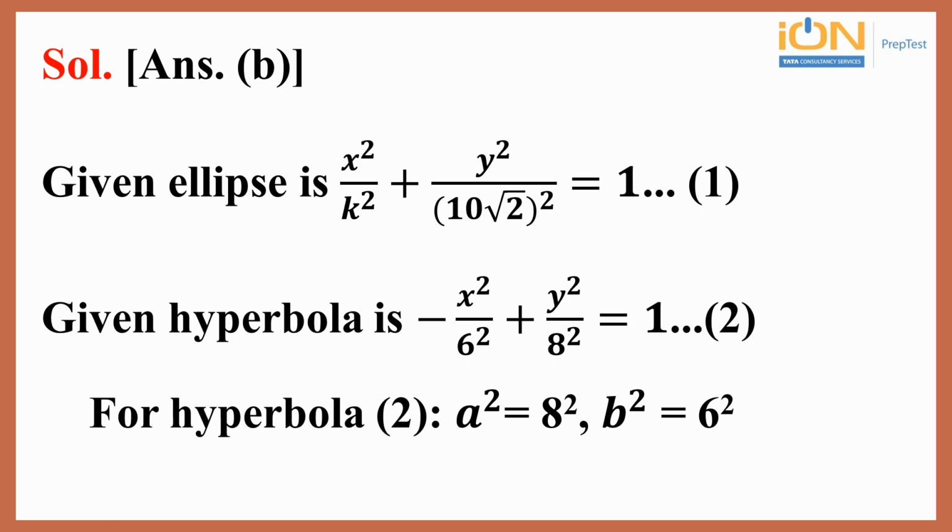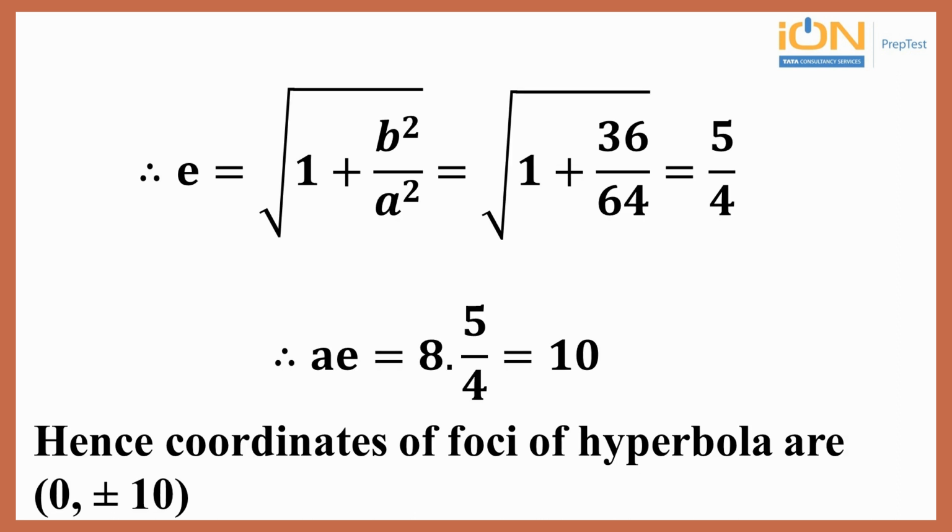We can see that the equation of the hyperbola is −x²/36 + y²/64 = 1, and therefore a² is 64 and b² is equal to 36, comparing it to the standard form. So the eccentricity of the hyperbola is 5/4. The formula is √(1 + b²/a²), and that is 5/4.